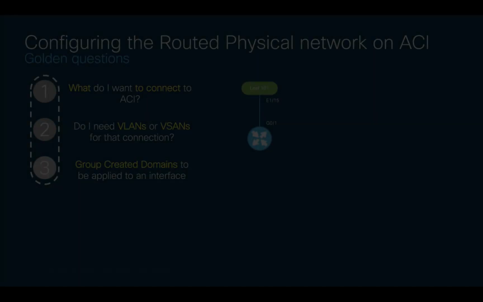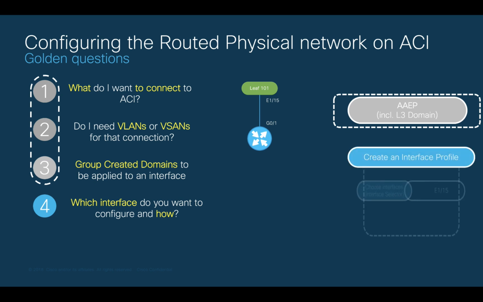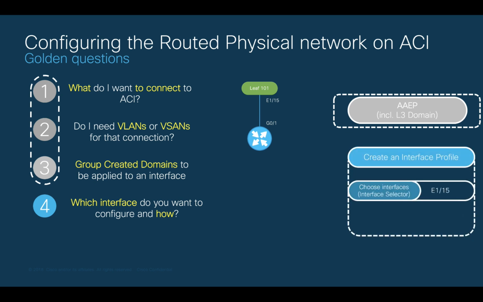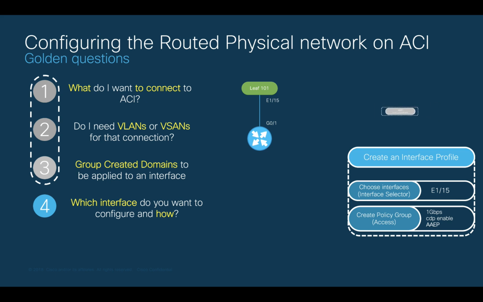Let's now move on to question number 4, which is, which interface do you want to configure and how? In my case, I will connect interface Gi0/1 on my router to leaf 101 on interface 1/15. As we have learned, we will need to create an interface profile with such interface, and we will specify within it an access policy group where we will set the speed, we'll enable CDP, and we will also include the AEP as part of this policy group.